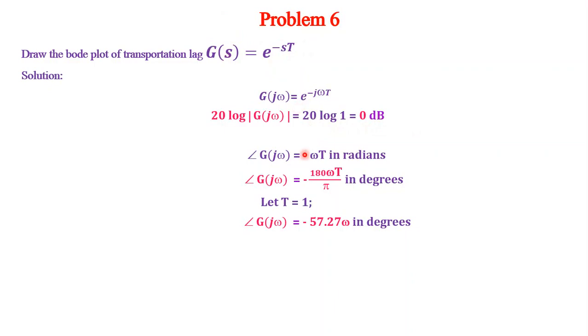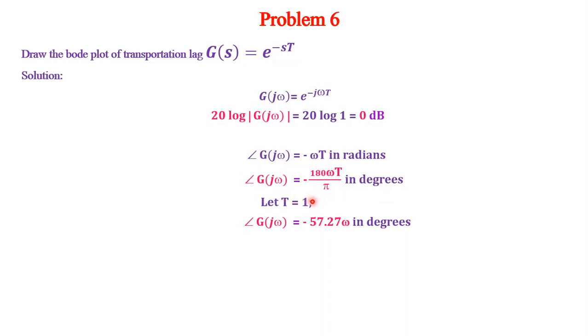What about the phase angle? The phase angle is e power minus st, e power minus j omega T, that is e power minus j theta. So theta is minus omega T. Omega is in radian per second, T is in second. Therefore this product is in radians. We have a practice to express everything in degrees. Pi radian equals 180 degrees, so omega T radians is how many degrees? So multiply by 180, divide by pi, and put the minus sign.